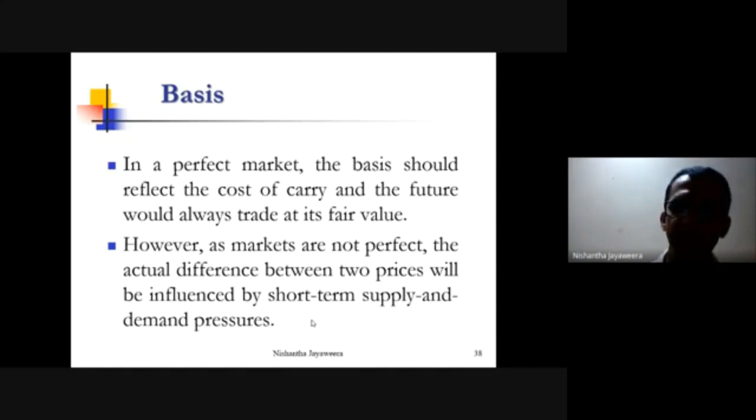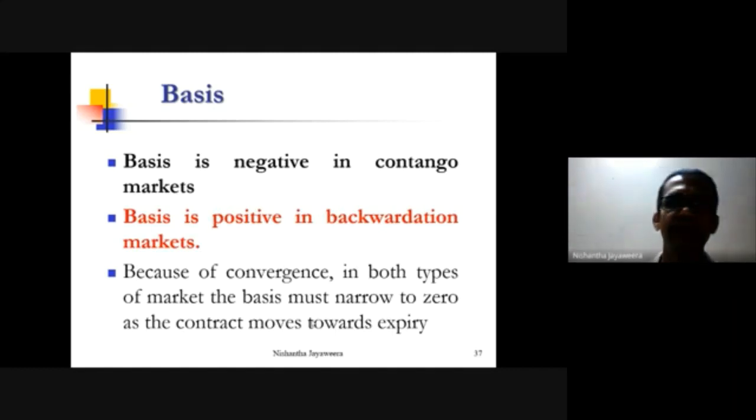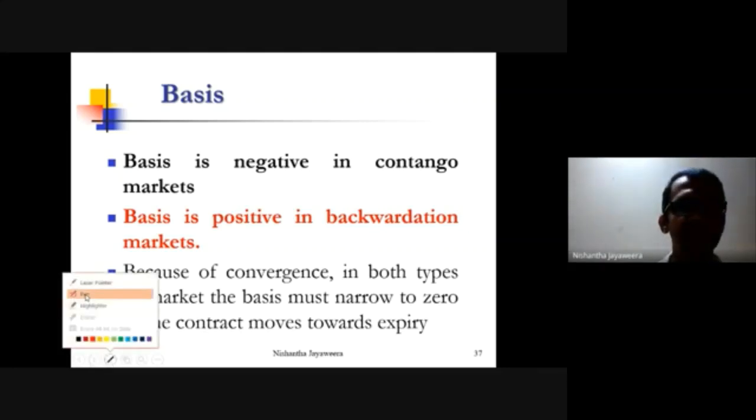Okay, if the basis is positive, do you have a net cost or net benefit? When the basis is positive, what do you have? Net benefit or net cost? When do we have the positive basis? We have the positive basis in a backwardation market. What does it mean by positive basis? You have net benefits, right?